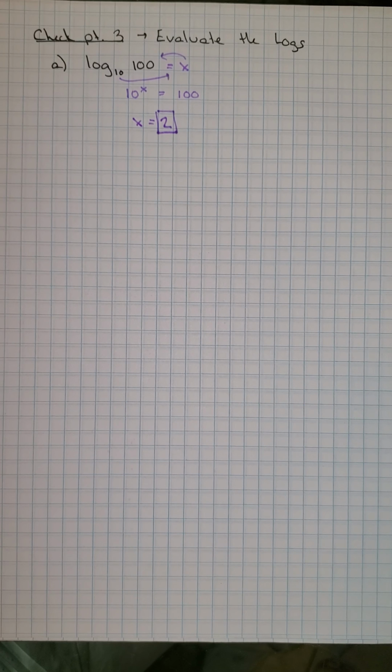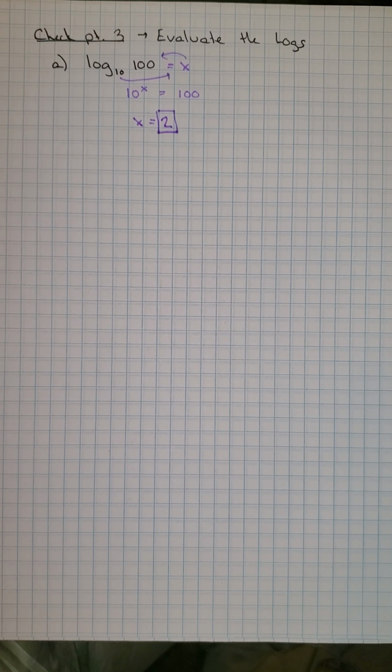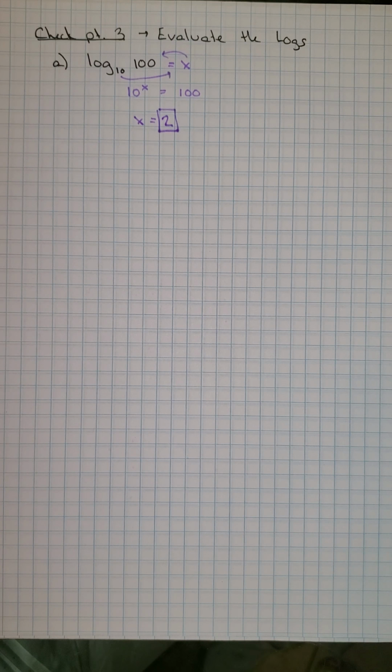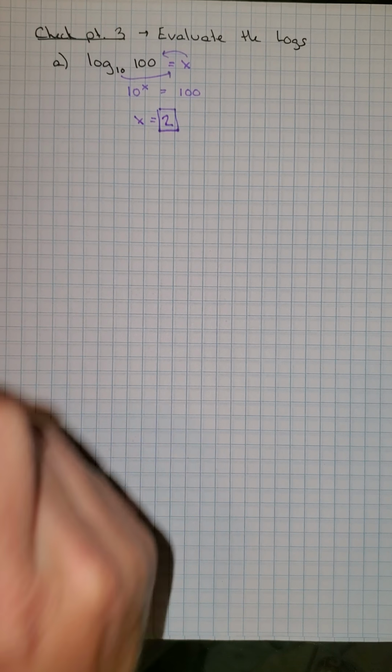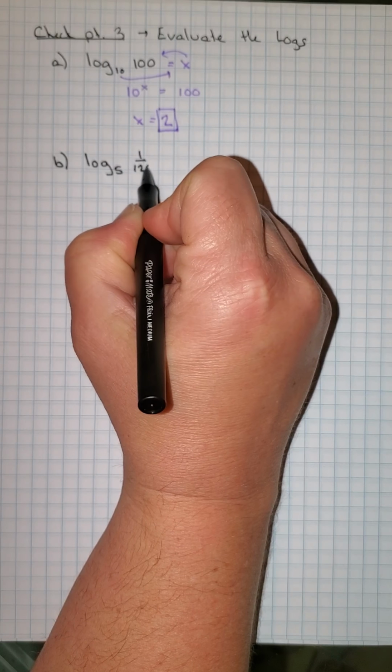The hardest thing about doing these is you have to switch your thinking. The most common wrong answer is 10 because people think 10 times 10 is 100. But really you need to think, how many times do I multiply 10 to get to 100? And that's 2 times.